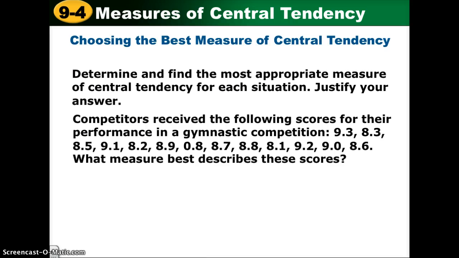So let's make some determinations. Determine and find the most appropriate measure of central tendency for each situation. Justify your answer. Competitors receive the following scores for their performance in a gymnastics competition. You can see the values given. What measure best describes these scores? Without doing any calculations, do we see an outlier?